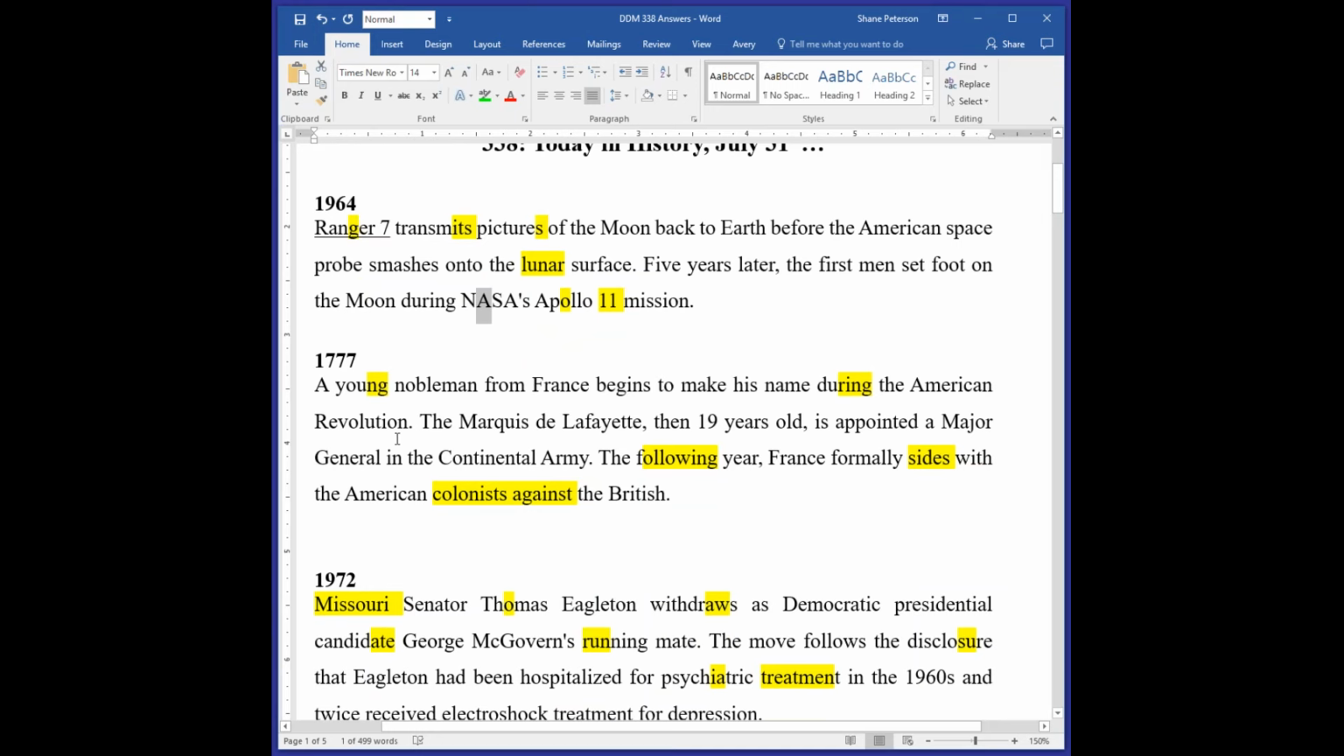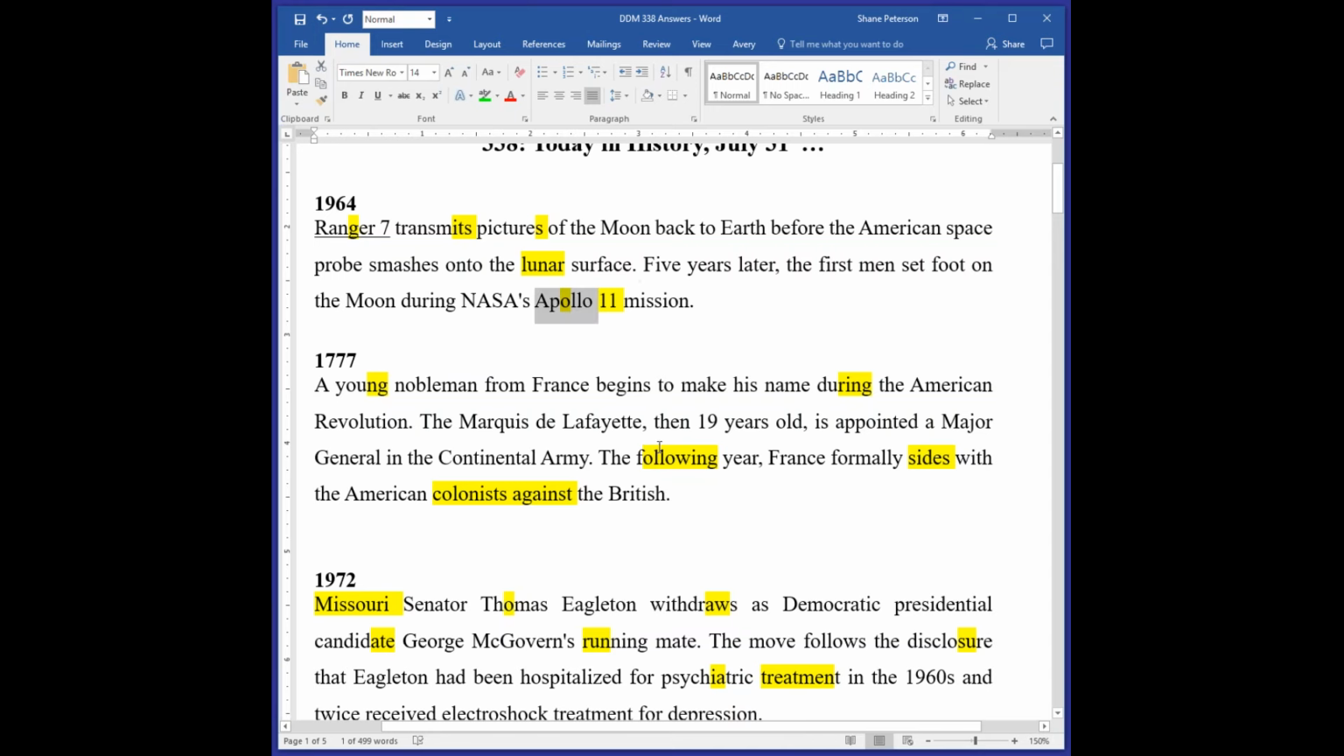Who's my next young man here? A young nobleman. You're a young nobleman, right? Yeah, sure. During the American Revolution. The following year. The following year.